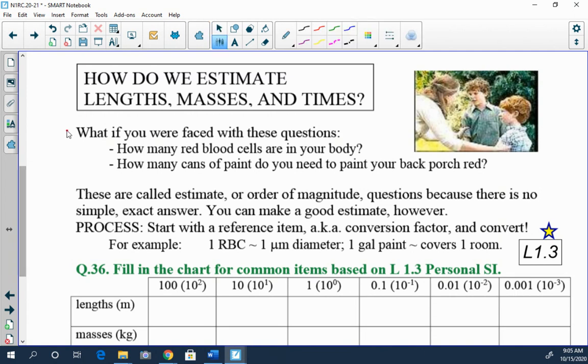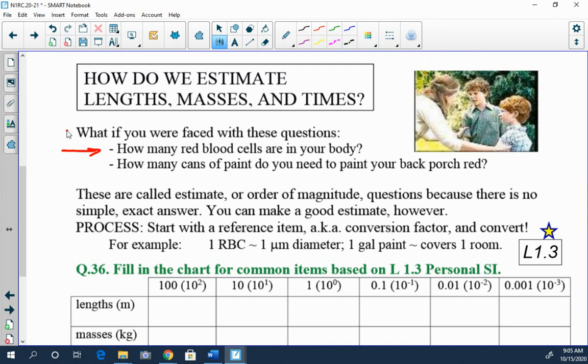For example, what if you were faced with this question? How many red blood cells are in your body? Was that important? Sure it is. It matters for a lot of things: oxygen uptake, medications, all sorts of things. However, what's the answer? Well, you can't get an answer. You can't take every person's blood out and count all the red blood cells, so how are you going to know?